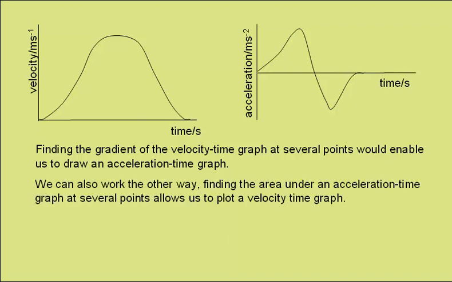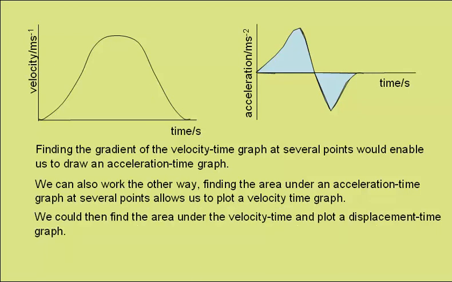We can also work the process the other way around. By finding the area under an acceleration time graph at several points, we could plot a velocity time graph. For example, we could find the area here and so on, and from that data plot the velocity time graph. We could then find the area under the velocity time graph at various points, and from that data plot a displacement time graph.